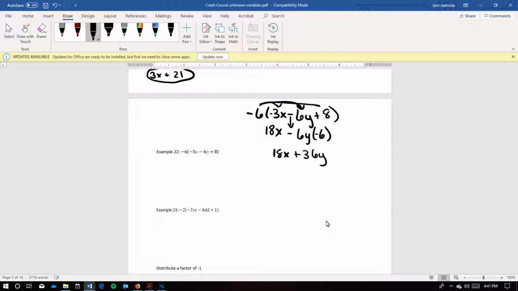Next one. That positive comes down. We're going to multiply it to the negative 6. Negative and a positive make a negative. 8 times 6 is 48. Now I can't do anything else with that because they all have different variables or no variables, okay? All right, let's do the next one.